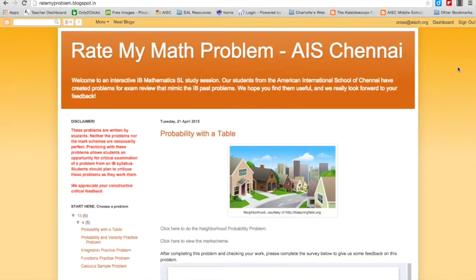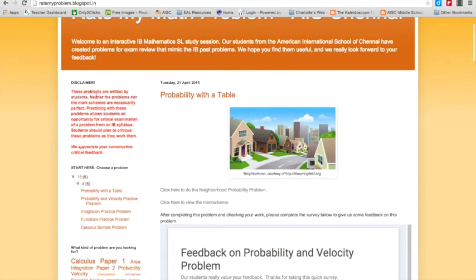So this is the website that I created with my students. It's called Rate My Math Problem, AIS Chennai. First of all, in theory, this would be an interactive IB Math self-study session for students, and I did add a disclaimer. These problems are written by students, and so they're not perfect. It's a good exercise in critiquing the problems as you work them.